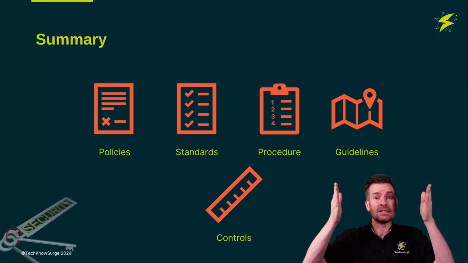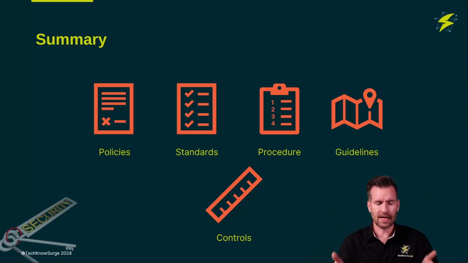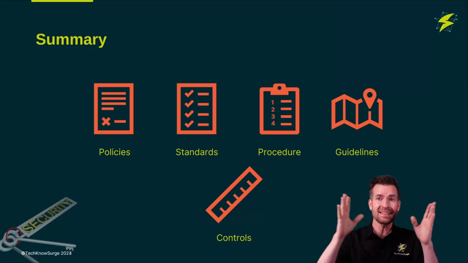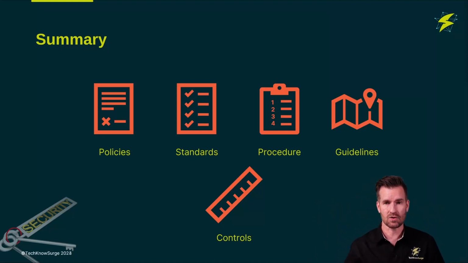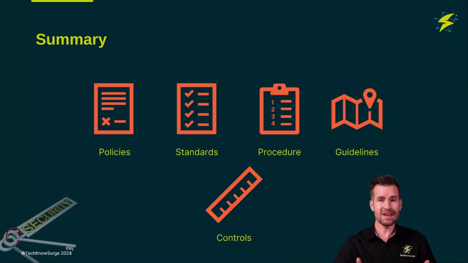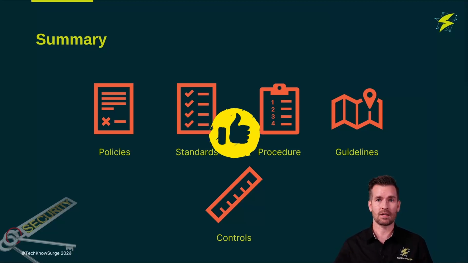So there you have it. The policies set the direction of where we're heading with cybersecurity. The standards are what we have to meet those policies, those expectations. The procedures are the process we're going to use to meet those standards. The guidelines are there to help us make determinations, make judgment calls. And the controls are that final outcome. What are we measuring in the end to prove that we're following through with what we say we're going to follow through with, that we are doing cybersecurity correctly?